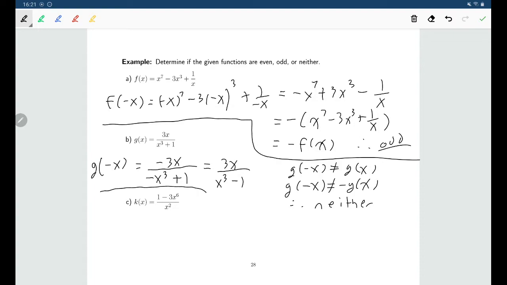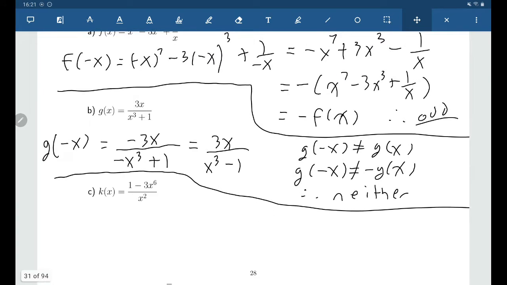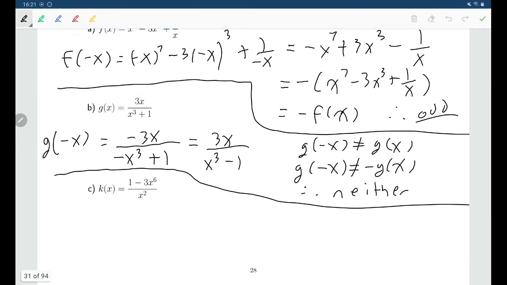So if we were to look at the graph of this function, you'd find that it's not symmetric around the y-axis. It's also not symmetric about the origin. And now for the last one, I've got k of x, and I want to know if it's even or odd. So I will replace the x with negative x.